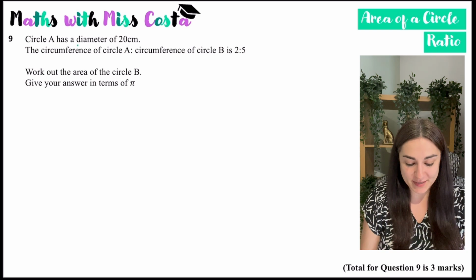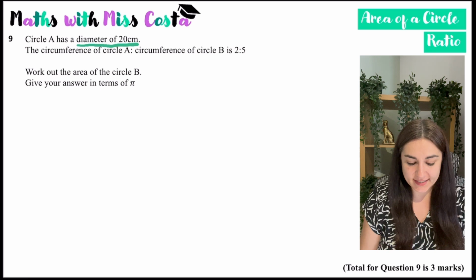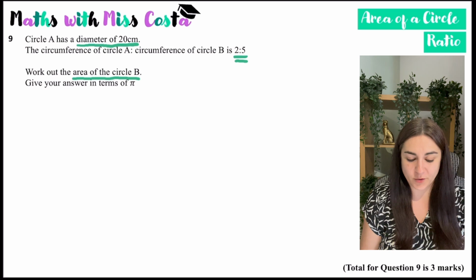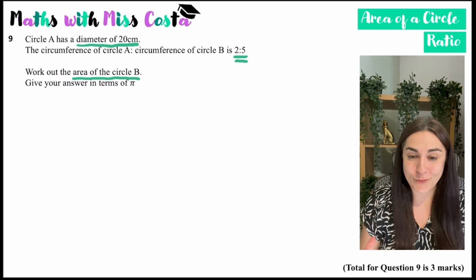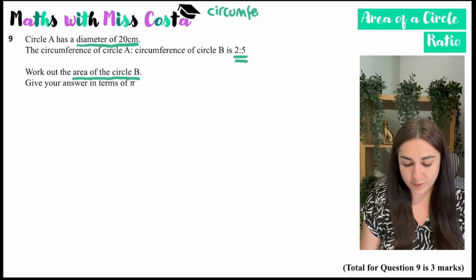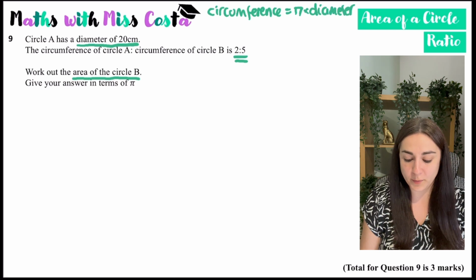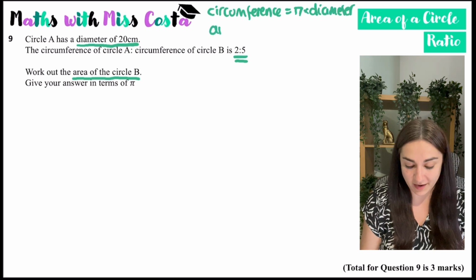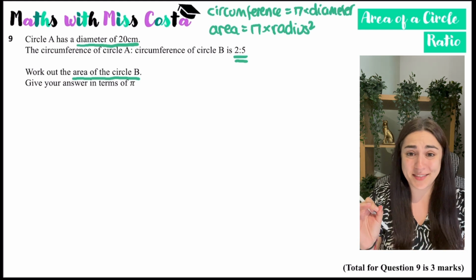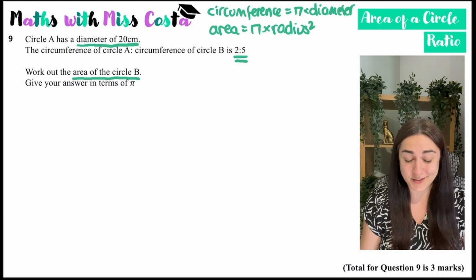Okay, so in this question, I've been told that circle A has a diameter of 20 centimetres. The circumference of circle A to the circumference of circle B is in the ratio 2 to 5, and I then need to work out the area of circle B. So in this question, it's really helpful to think back to the formula for a circle's circumference and area. So the formula for the circumference of a circle is pi times by the diameter. This is also going to be on your formula sheet, so you can use that if you don't know this off by heart. And the formula for the area of a circle is pi times by the radius squared. So it's just really helpful to write out the things that you know so that they can help you in the question later on.